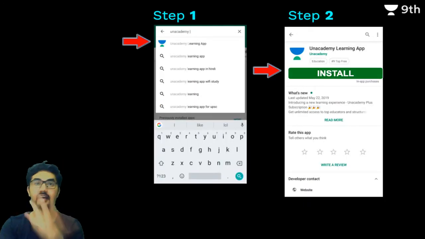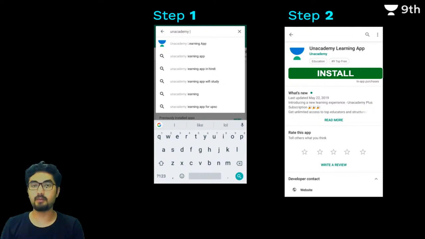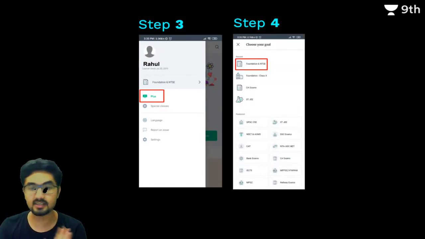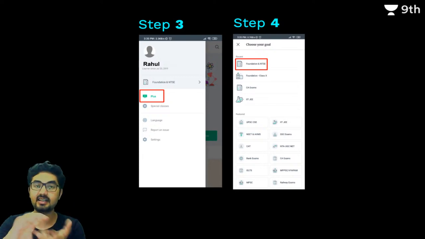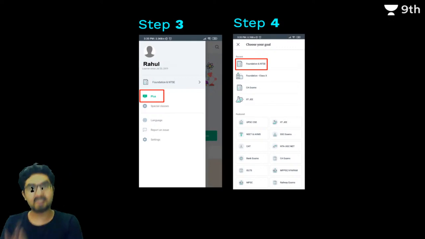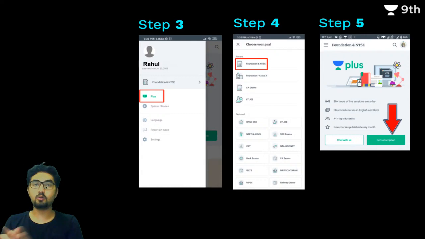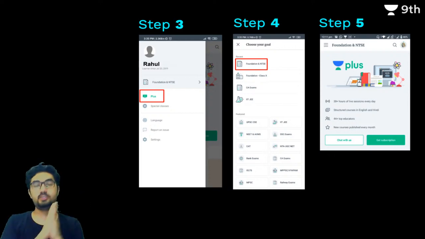For the subscription, you simply have to go to the Play Store, download the Unacademy application and install it. You all know this. After installing, you will see a Plus icon in your profile section. Go to Plus and select your goal. Do you want Foundation NTSE, or Foundation for Class 10th, what is your goal? If your goal is board examination, you click the second one. And if you want to start the National Talent Search Examination, NEET foundation or JEE foundation from now, you click the first one.